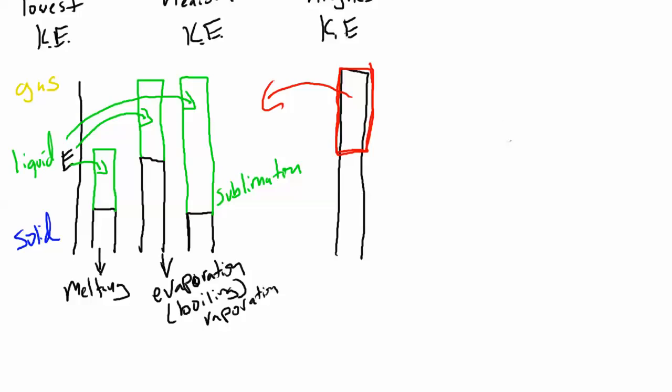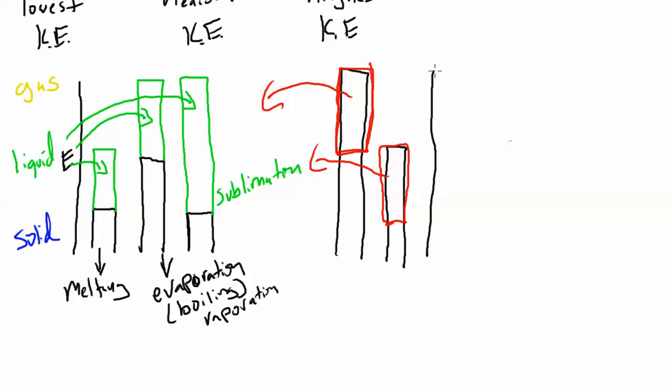Same thing happens if you have a liquid and you want it to become a solid. If you want a liquid to become a solid, the same thing happens. You have to take energy out of that liquid for it to become a solid. And then, like before, there's a third possibility. You can go from a gas all the way down to a liquid, and when you do that, you have to take out a whole bunch of energy.